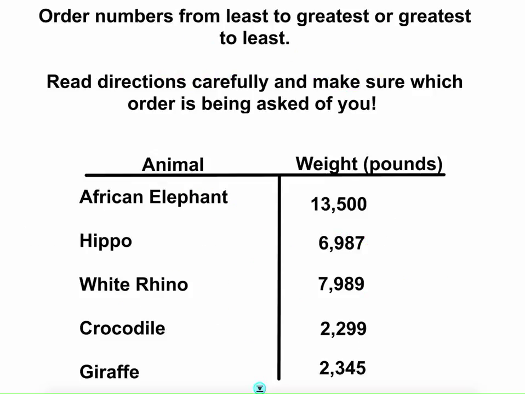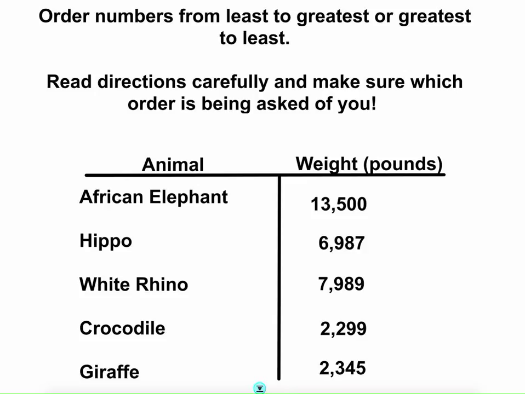Okay. All right. So the last thing that we might be asked to do is the ordering part, and ordering numbers from least to greatest or greatest to least. And again, the most important part here is read directions carefully and make sure which order is being asked of you. So here I have a chart of 5 animals and their weights in pounds. And I would like to order these animals in order from, let's say, least to greatest.